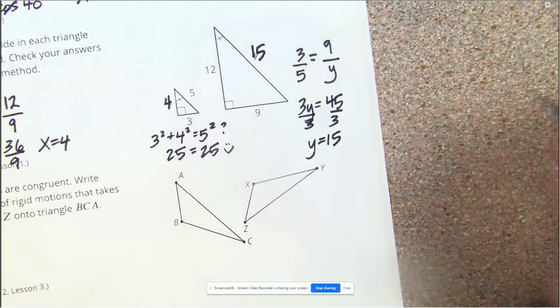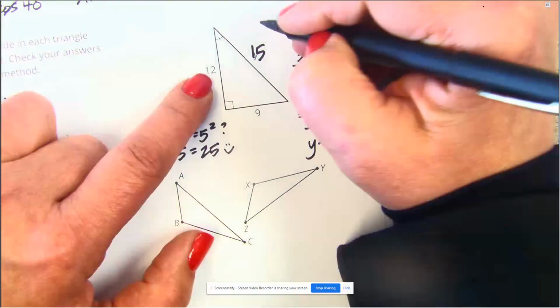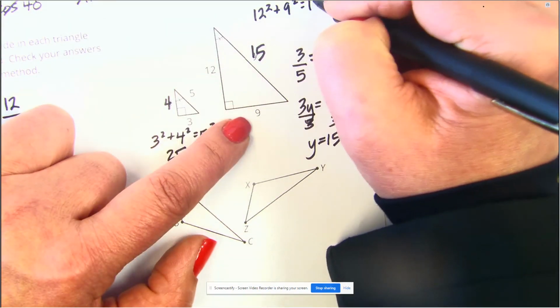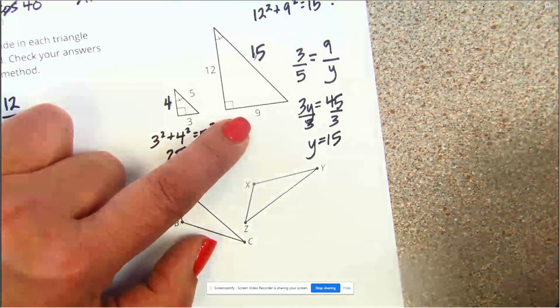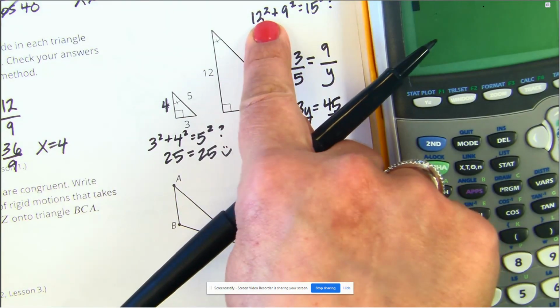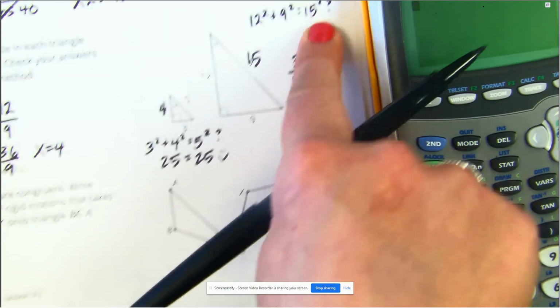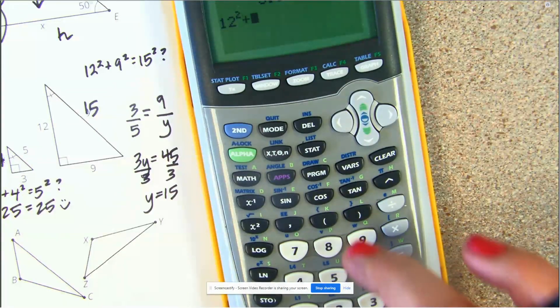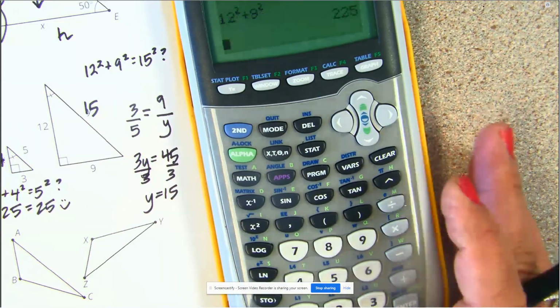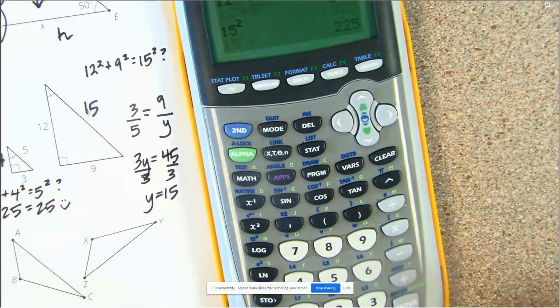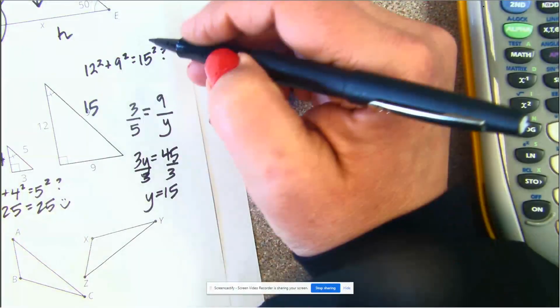Now I'm going to check using Pythagorean theorem. Is 12 squared plus 9 squared equal to 15 squared? Those are a little bit bigger. I'm going to use a calculator. This, when I add it up, should equal this. I'm just checking. Let's try it. 12 squared plus 9 squared makes 225. What's 15 squared? 225. Yep.